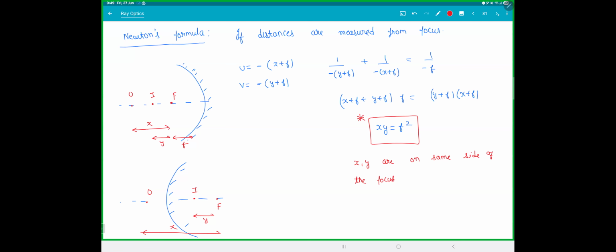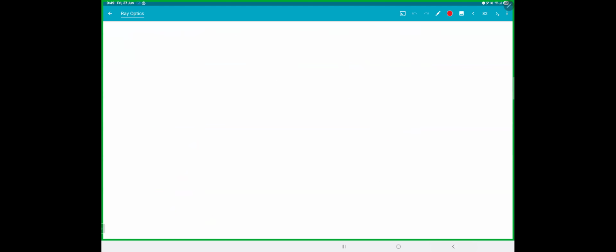So all this is reflection. The next part is refraction. Now in refraction, there are two parts: refraction on a plane surface and a curved surface. In curved surface, you also get lenses and everything. Both are important. So plane surface, especially the apparent depth and all that stuff we have. So we will see the plane surface first.